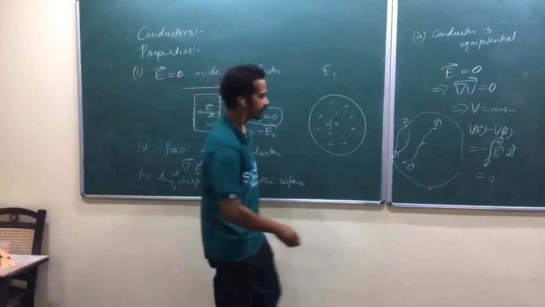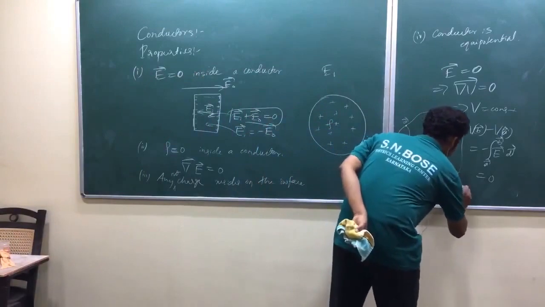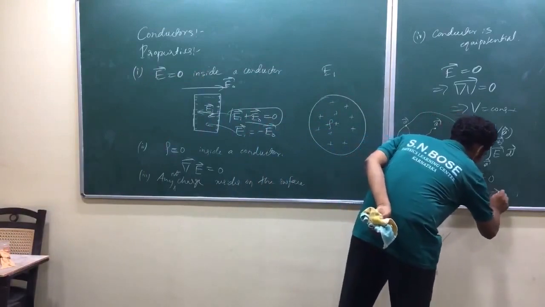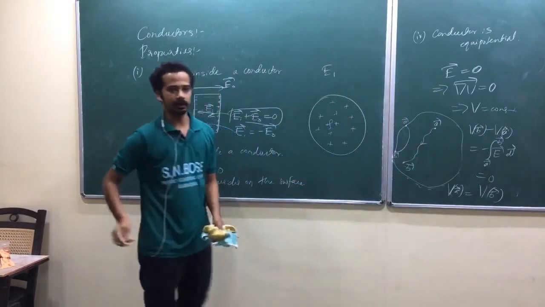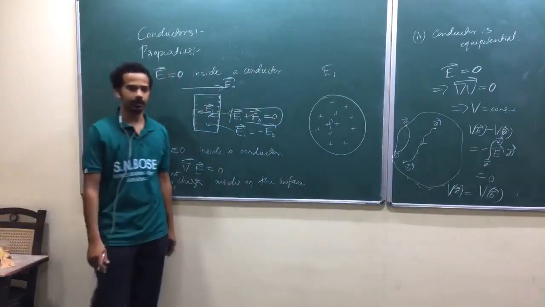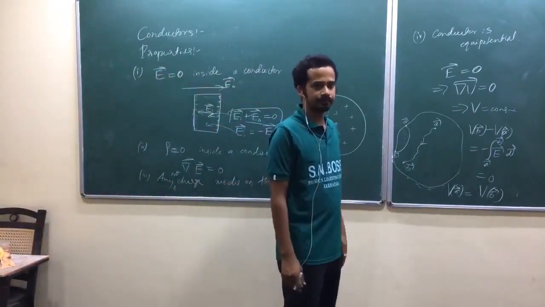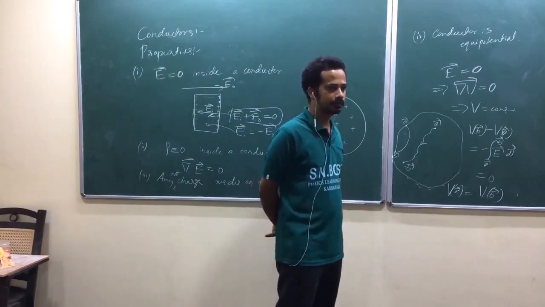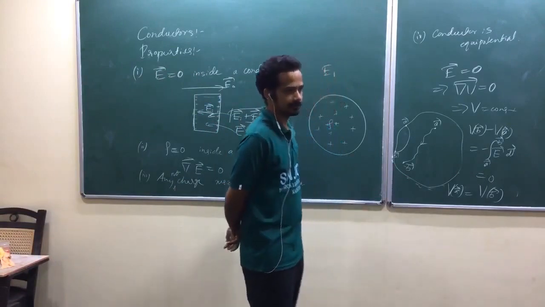So that's why we can write VA is equal to VB for any arbitrary points A and B on or inside the conductor. For any 2 arbitrary points on or inside the conductor.